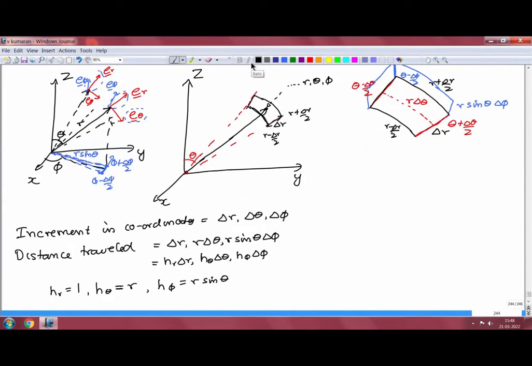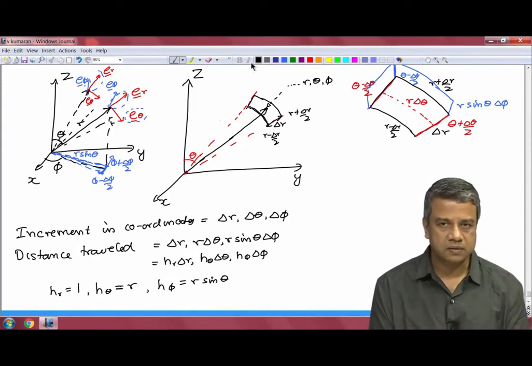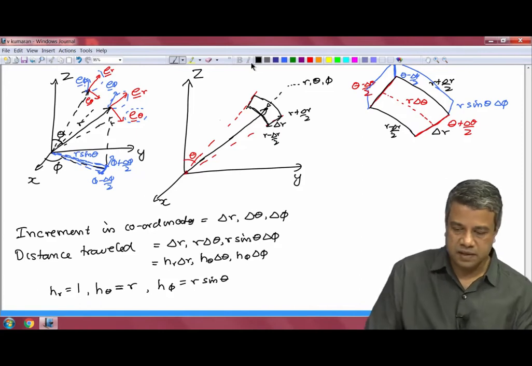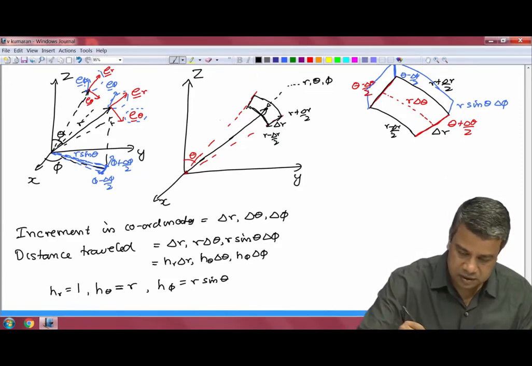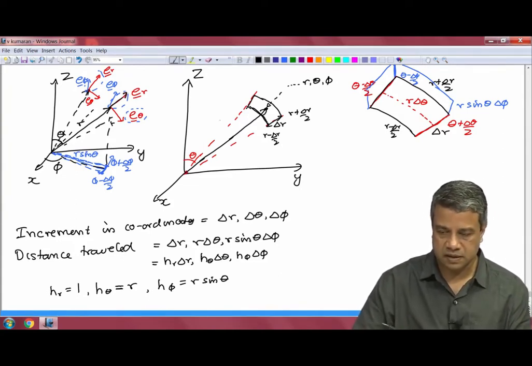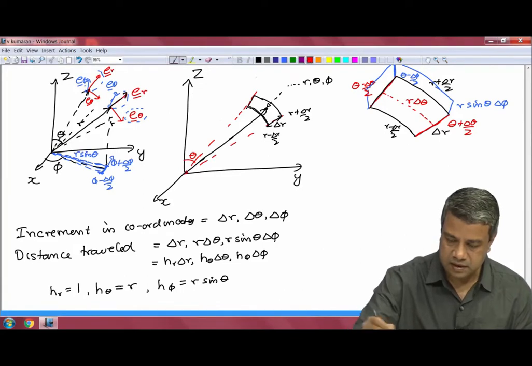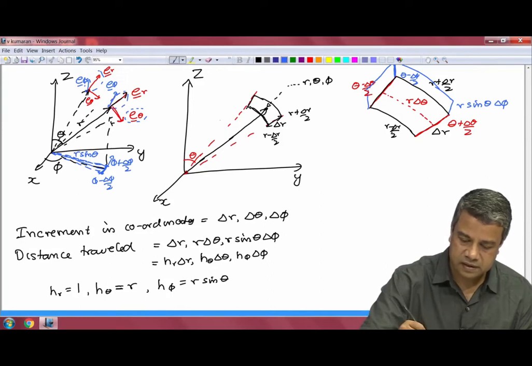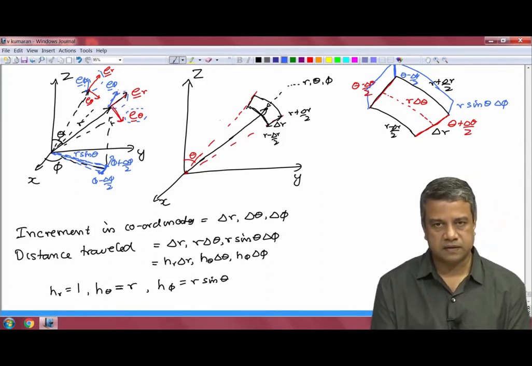Now, locally, for the orthogonal coordinates, at each location there are three unit vectors, one along the r direction, one along the theta direction and one along the phi direction. And each of these is in the direction of increasing coordinate. The unit vector in the r direction is along the direction of increasing r. The unit vector in the theta direction is along the direction of increasing theta, and the unit vector in the phi direction is along the direction of increasing phi.